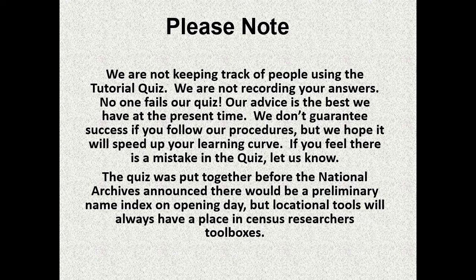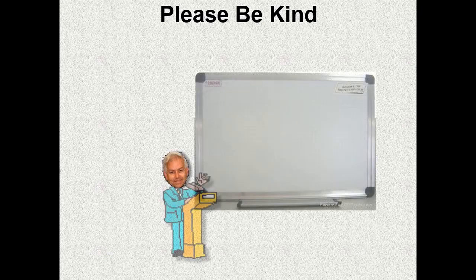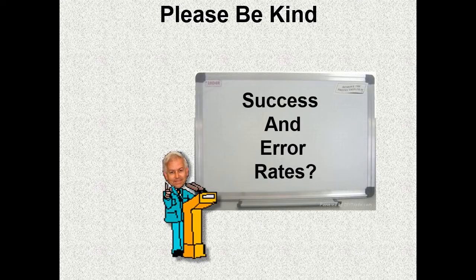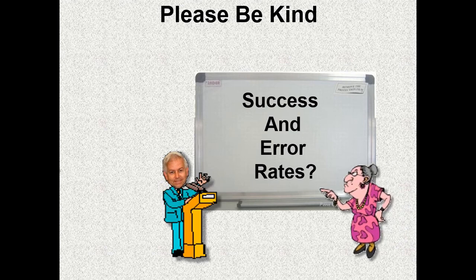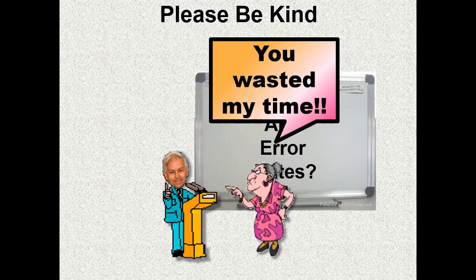The quiz was put together, remember, before the National Archives announced there would be a preliminary name index on opening day. But locational tools will always have a place in the census researcher's toolbox. And if I ever get time, I might revise the tutorial quiz with this information. But please be kind. I don't know the success and error rates of locational tools. I think that the success is pretty high, but there are some people that may not be able to find their ED numbers.